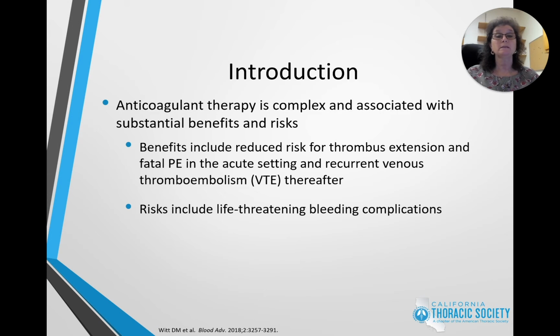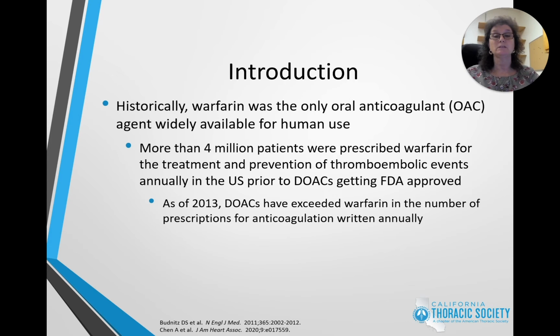Anticoagulant therapy is complex and associated with substantial benefits and risks. Benefits include the reduced risk of thrombus extension and fatal PE in the acute setting and recurrent venous thromboembolism thereafter, while the risks, as we all know, include life-threatening bleeding complications. Historically, warfarin was the only oral anticoagulant available and used widely for human use. More than 4 million patients were prescribed warfarin for treatment and prevention of thromboembolic events annually in the U.S. prior to the DOACs getting FDA approved back in 2010. As of 2013, DOACs have surpassed warfarin and are now the number one anticoagulant written annually for oral prescriptions for our patients.